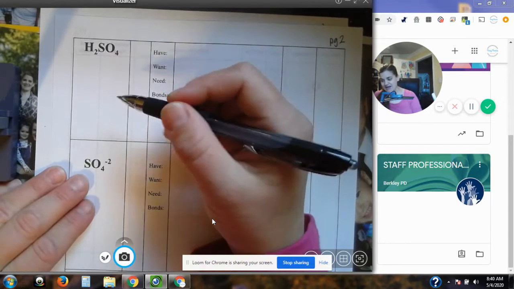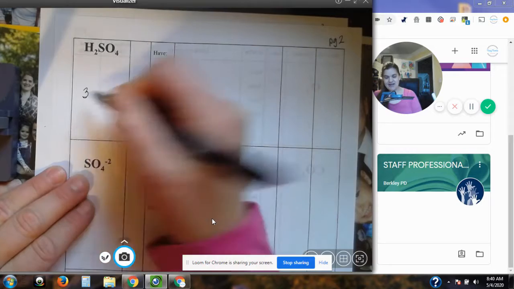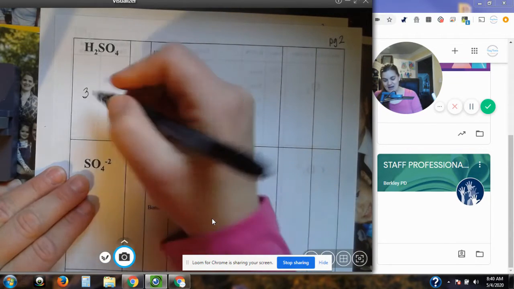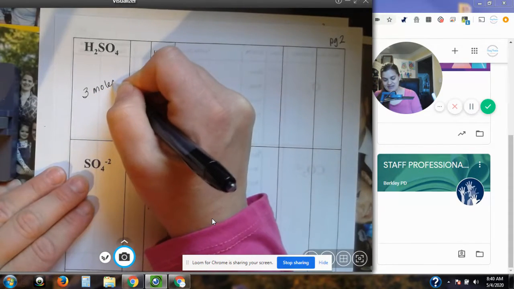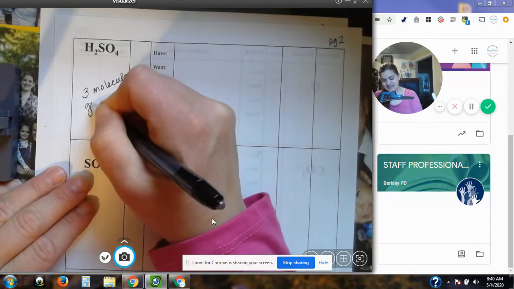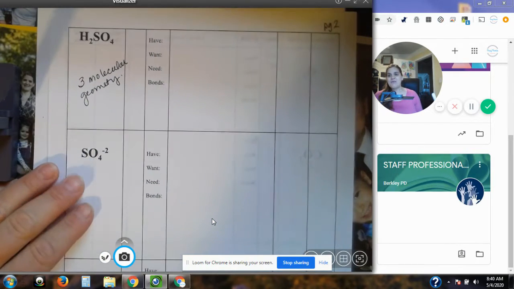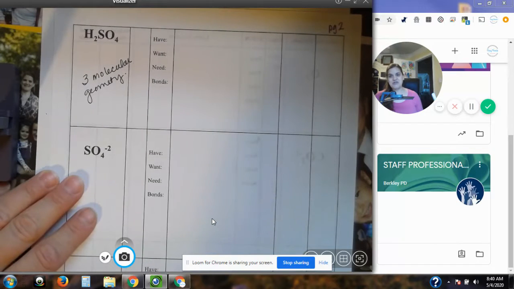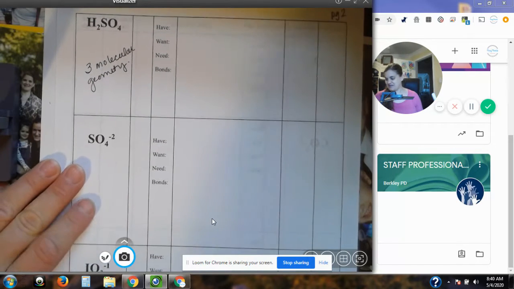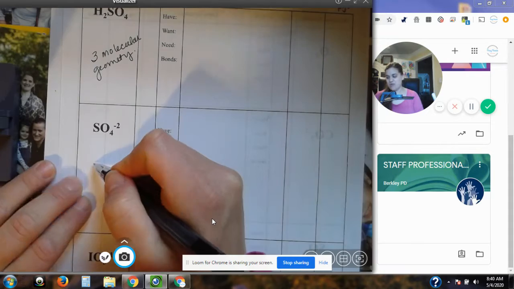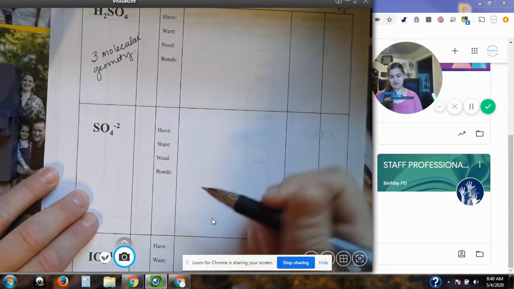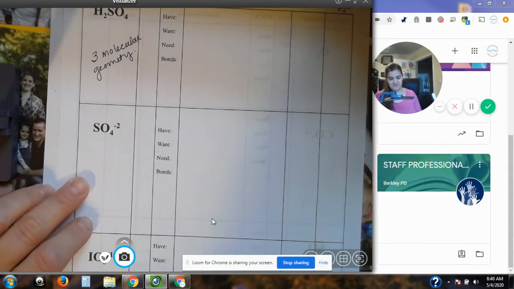You will have 3 molecular geometries that you need to describe here, okay? 1 will be for sulfur and 2 will be oxygen. Here, you'll only have 1 molecular geometry. There's only 1 central atom, sulfur.